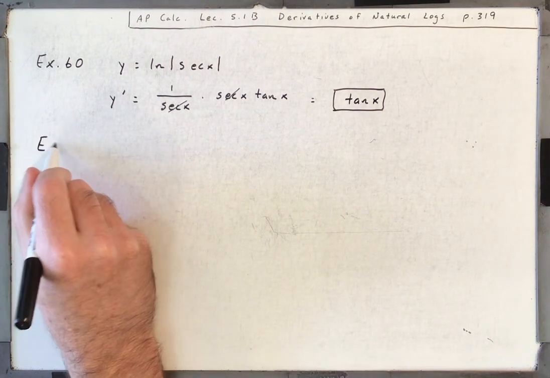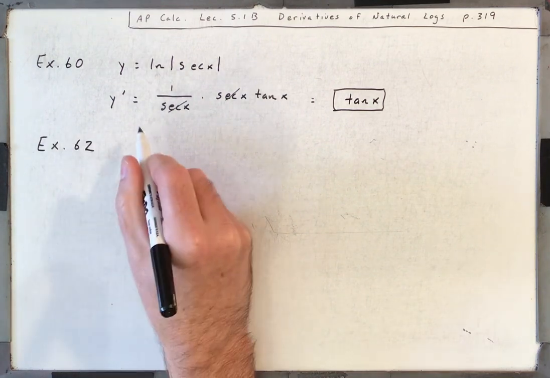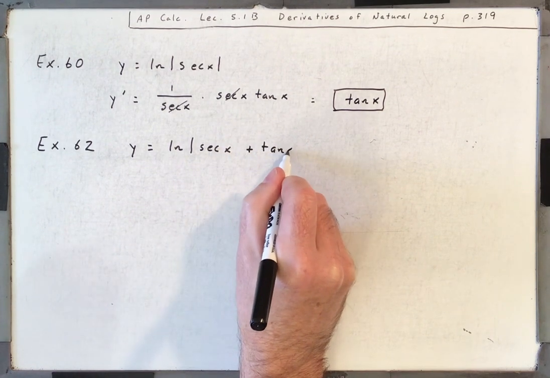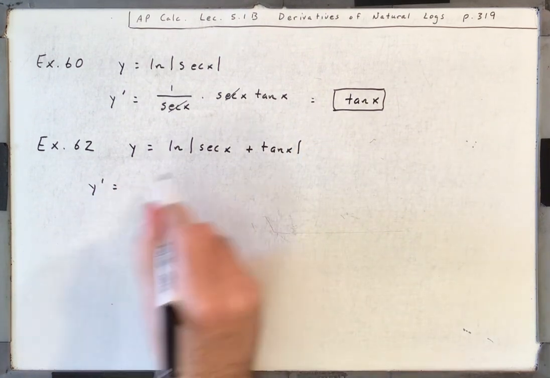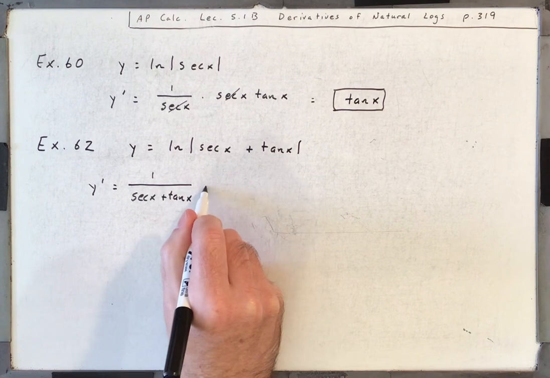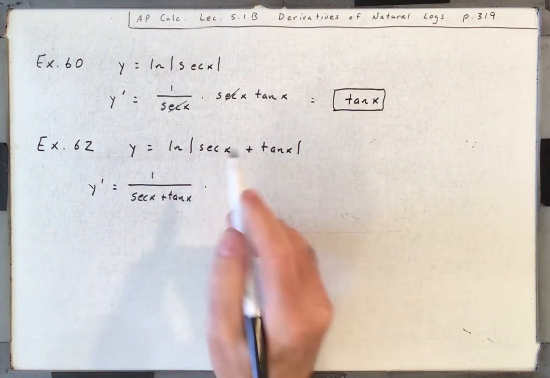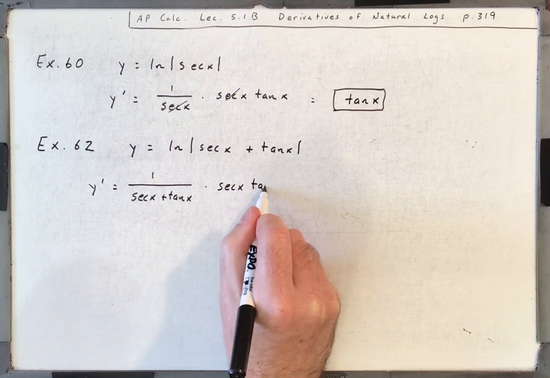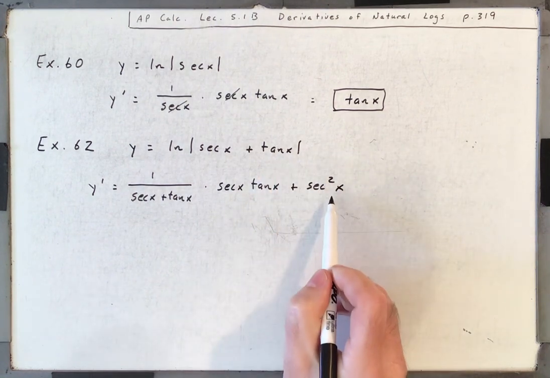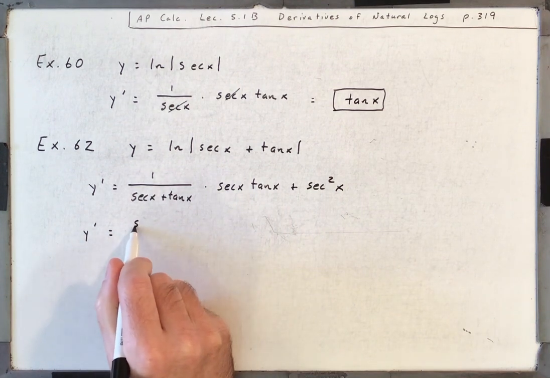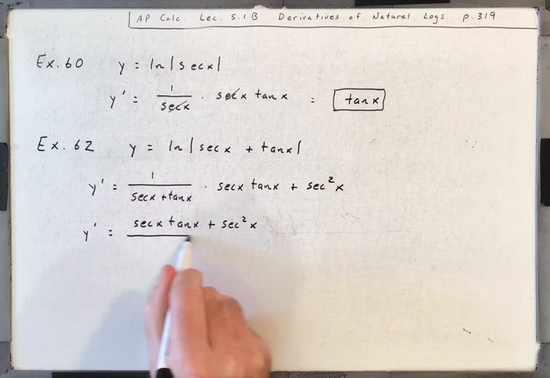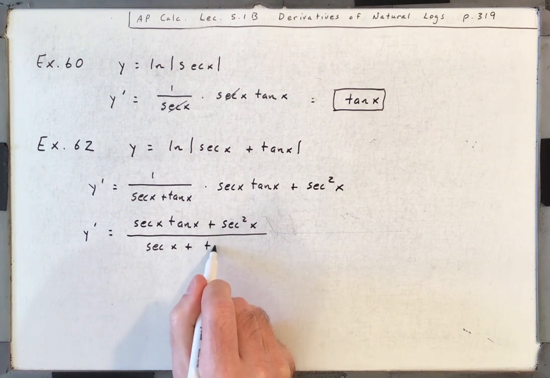All right, let's do number 62. We've got y equals the natural log of the absolute value of secant x plus tangent x. So y prime is 1 over all that, 1 over secant x plus tangent x, times the derivative of secant x plus tangent x. Well, the derivative of secant x is secant x tangent x. And the derivative of tangent x is plus secant squared x. So derivative of tangent, secant squared. Let's write this as one fraction. So that's going to be secant x tangent x plus secant squared x over secant x plus tangent x.